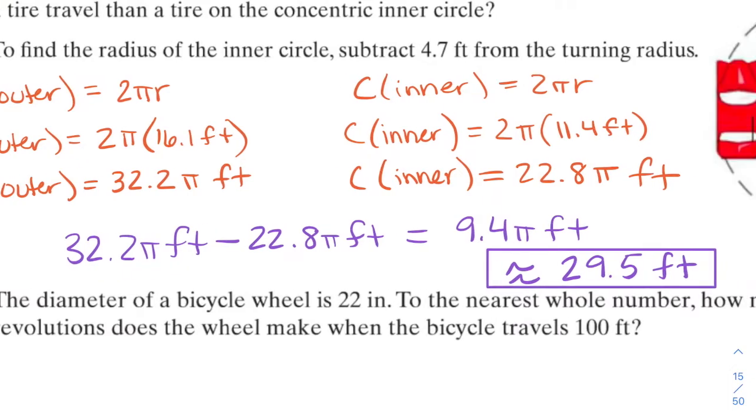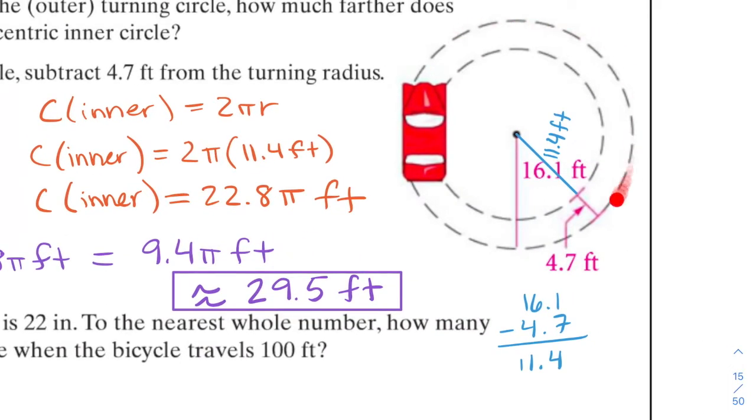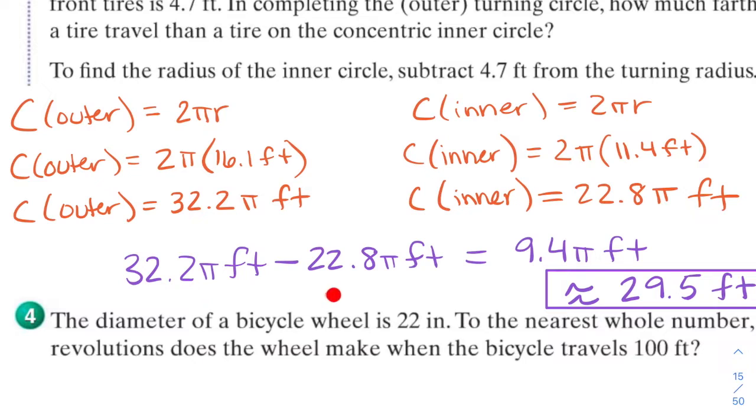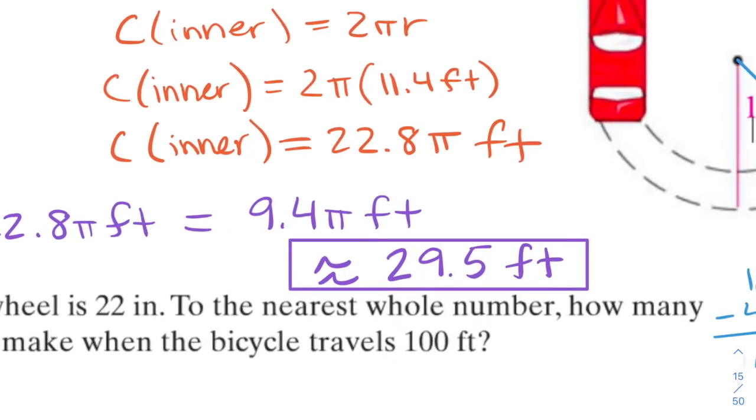I want to find how much further the outer one travels than the inner one. So I'm going to do 32.2 pi, take away 22.8 pi, and because it's the amount of pi's that we have, pi is going to stay in it. So 32.2 minus 22.8 is 9.4. So I have 9.4 pi. And if I want to approximate it, I get 29.5 feet by doing 9.4 times pi.